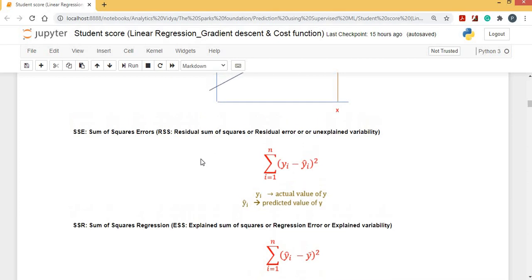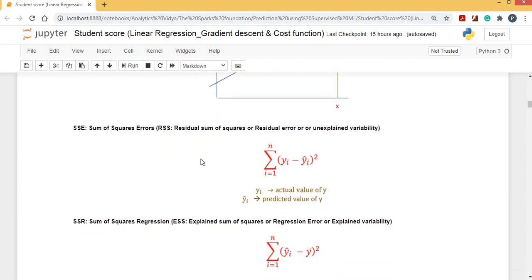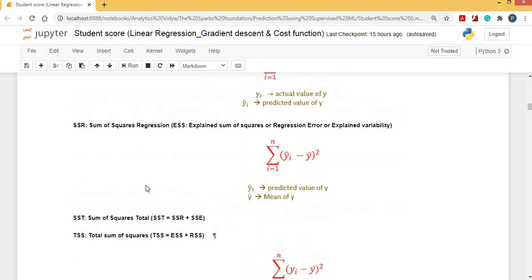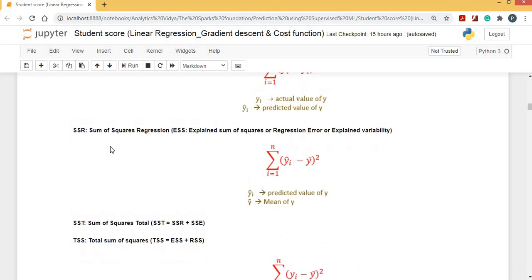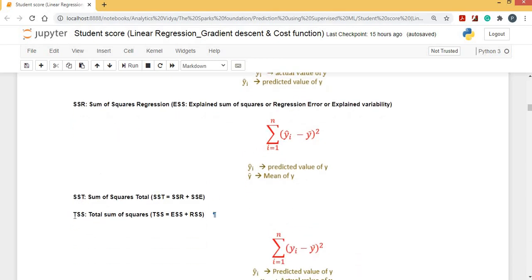Now if you follow various blogs and various YouTube channels, you will find various terminologies used. SSE can also be called RSS, SSR can also be called ESS, and SST can also be called TSS. So please take note of all these terminologies. I'll be uploading this file on GitHub, so you can refer to everything from there.